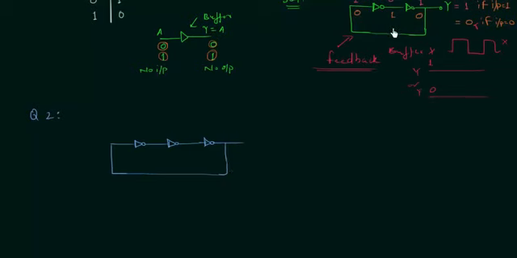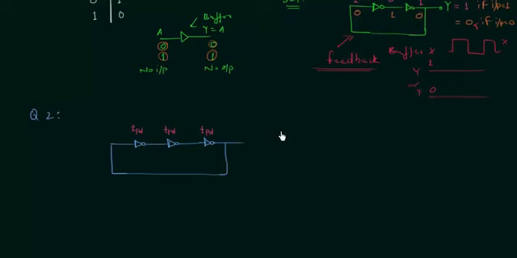In this question, I was having 2 NOT gates, but now I have 3 NOT gates. And let's say the propagation delay for each NOT gate is equal to small t_PD, where PD stands for propagation delay. For each gate, we have a propagation delay of small t_PD. Now, what is propagation delay?